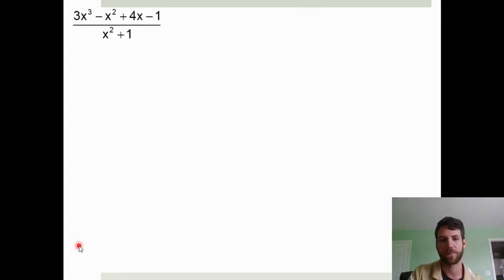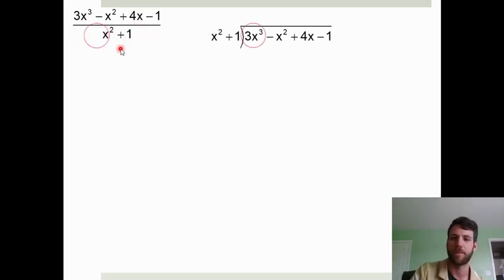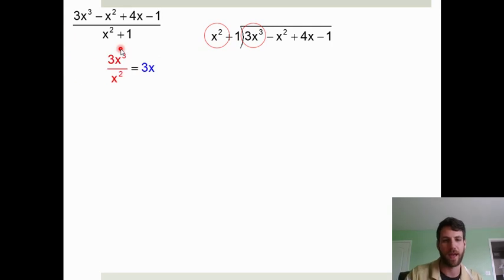In this next problem, we can see the numerator is not missing any terms, x cubed all the way down to a constant. But the denominator is missing an x term, and that will be something you'll encounter. But it's not something to be worried about because the process is still the same. We're still doing 3x cubed divided by x squared right here off to the left, and we get an answer of 3x, and we want to put it right here above the other x term.